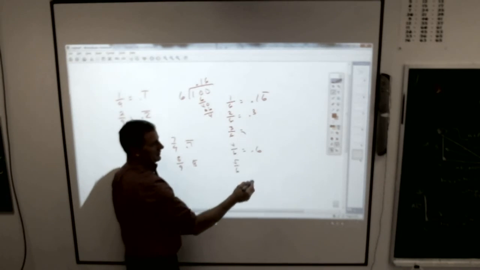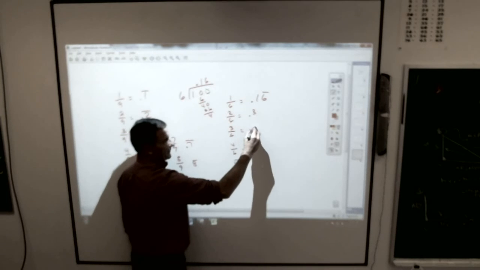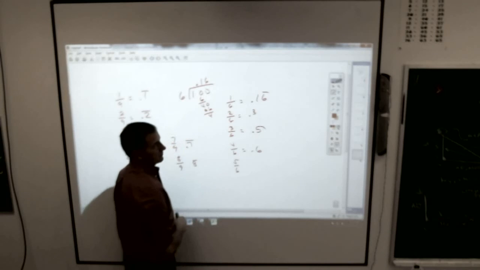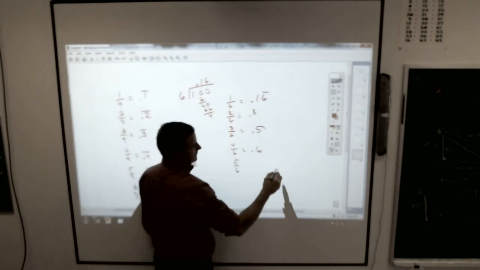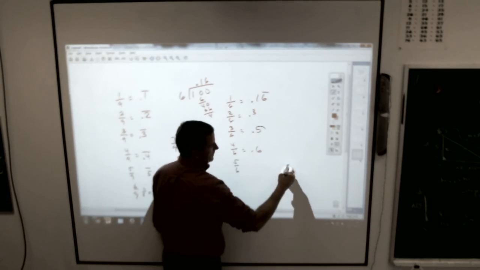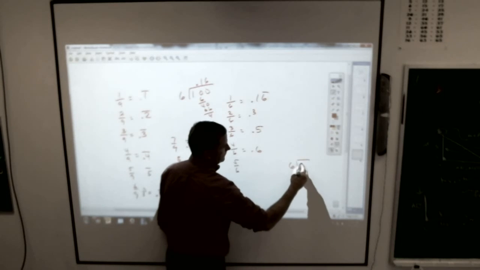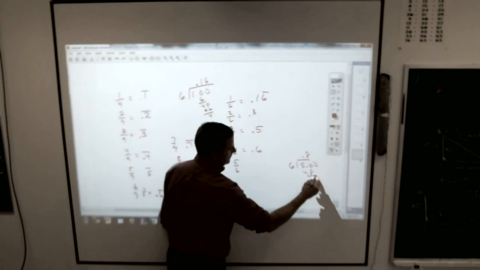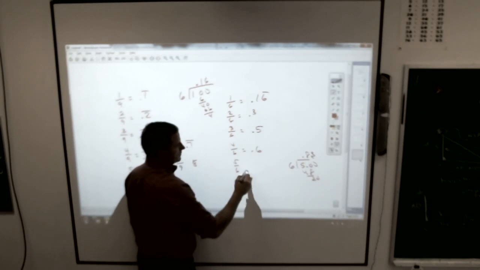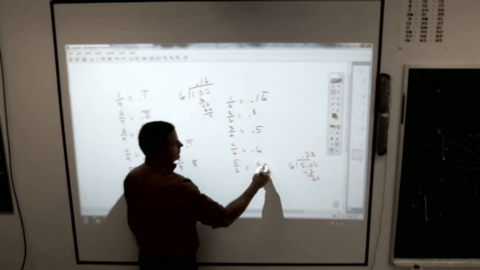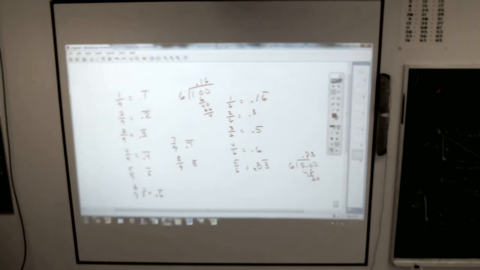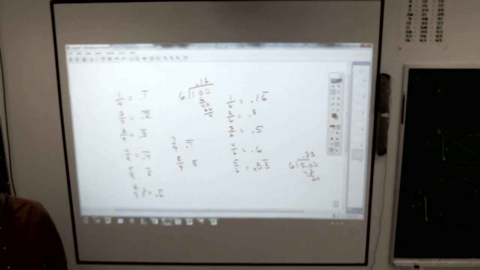3/6 you already know because it is the same as a half, 0.5. 5/6, I believe it's 0.8 repeater 3. Take 6, divide it into 5, you get 0.8, which is 48, you get 20, which is 3, and you keep getting 20, so it is 0.8 repeater 3. And it's good to have those in your notes so that when you come across them, you don't have to sit there and try and figure out what it is, you automatically know what it is.